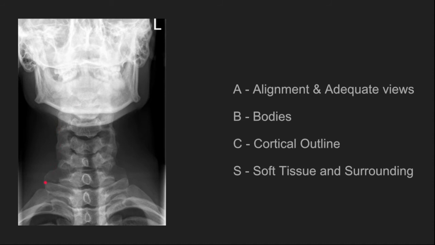Again, we look for even spacing of the vertebral bodies and disc spaces and relative similarity in size. Again, trace the cortical outlines of each vertebra, though fractures are not as easily seen in this view. And lastly, look at the soft tissues and surrounding structures. Notably, the ribs and clavicles can be seen, as well as the lung apices.